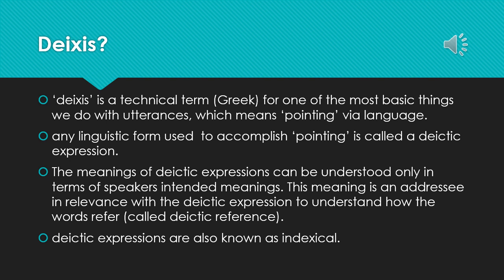These expressions require an addressee to be able to pick out a person, place, or time that is relevant in order to understand what the word is referring to. This is what we call deictic reference. The meaning of deictic expressions can only be understood in terms of the speakers' intended meanings, so from the conversation had by the people included in that conversation.